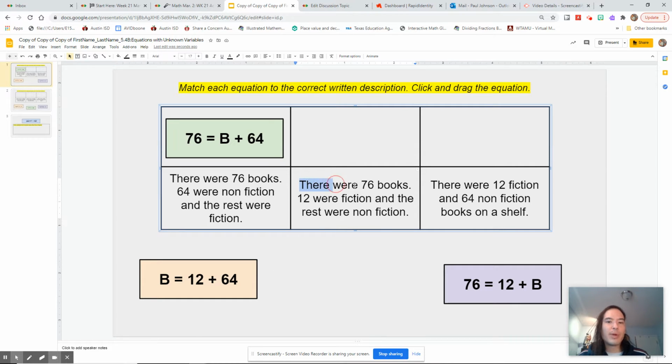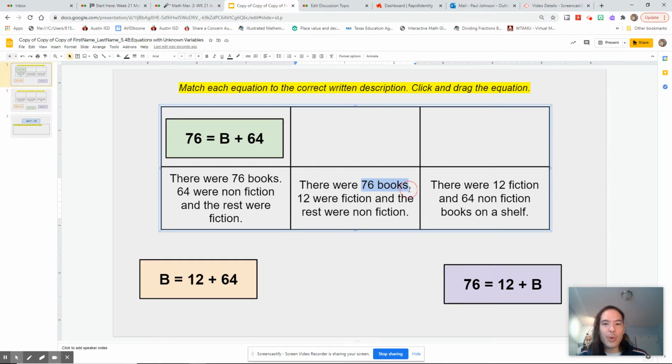So let's go ahead and read the word problem carefully again. We'll read it at least twice. There were 76 books in total. I added in total, but that can help you whenever you're reading things to think about what those numbers mean, because each one of those numbers definitely means something. All right, 76 books, that's our total. 12 fiction, all right, and the rest were nonfiction.